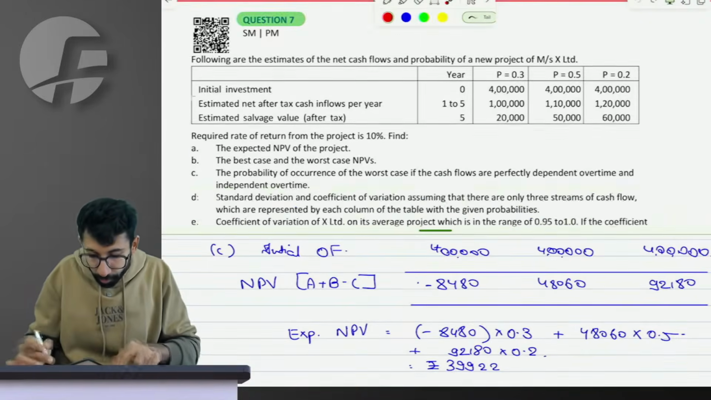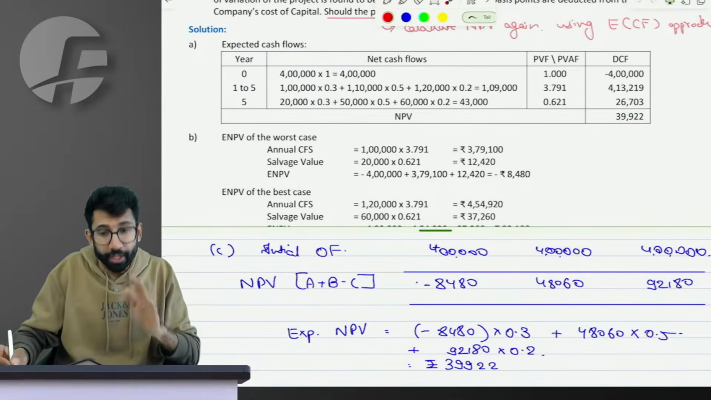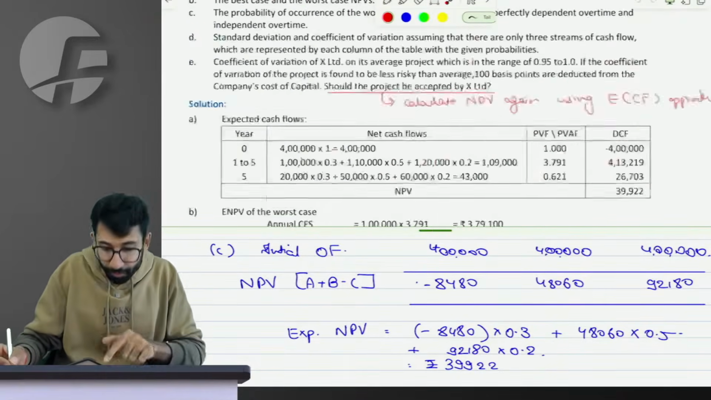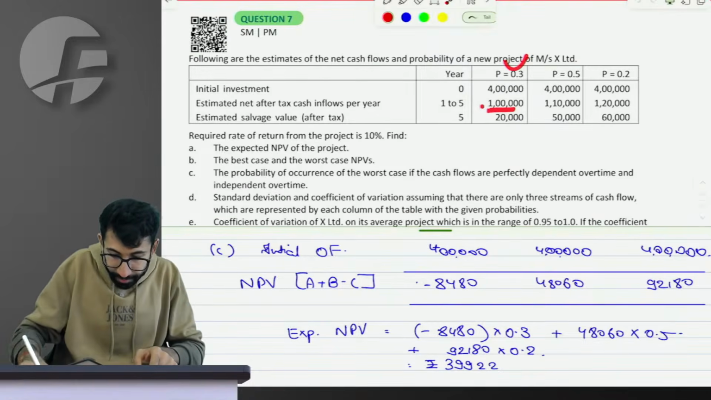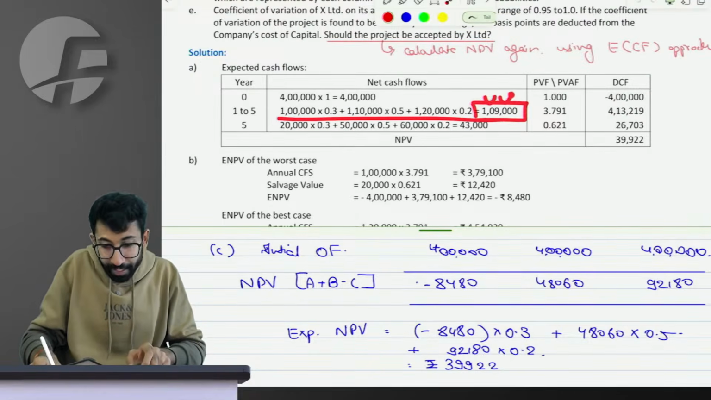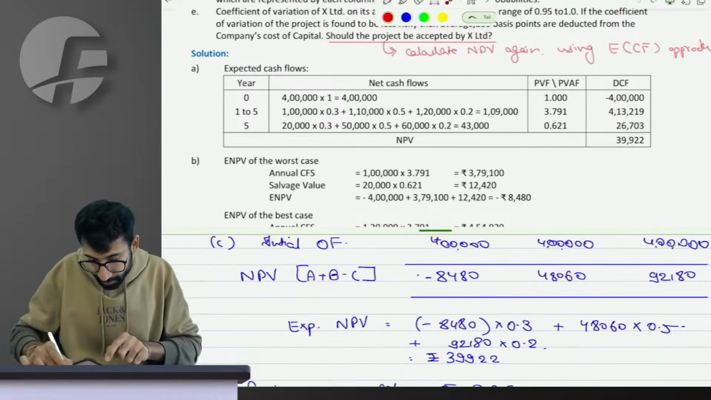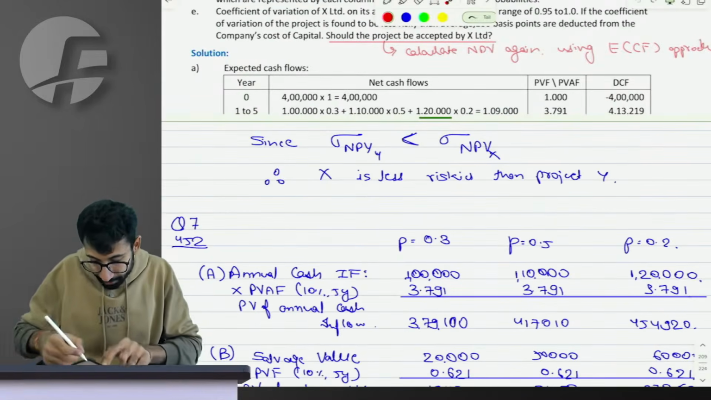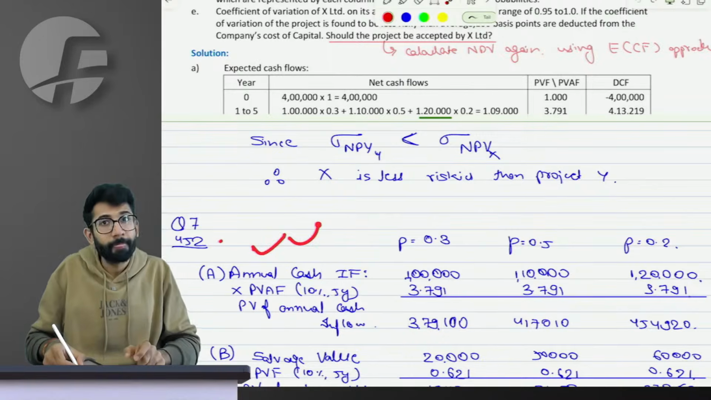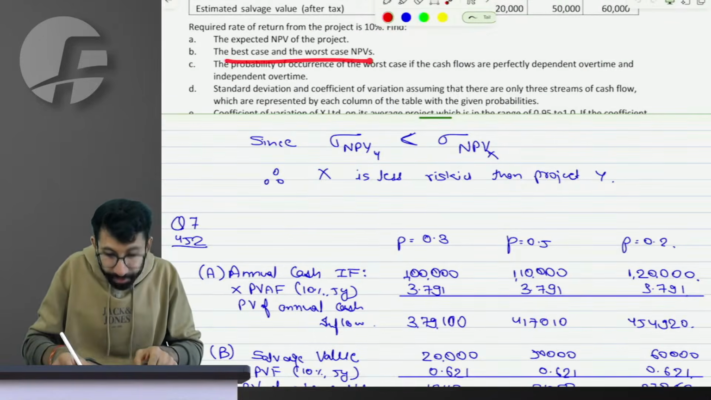Sir, if you follow this approach, the answer is going to be the same. Which approach? Where you first do the expected cash flow. The expected cash flow is 1,09,000. Then you calculate NPV, the answer is the same. But this one is preferred whenever it is scenario analysis. Cool. Next, sir, they ask you what is the best and the worst case NPV.